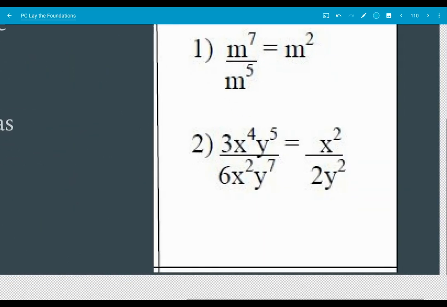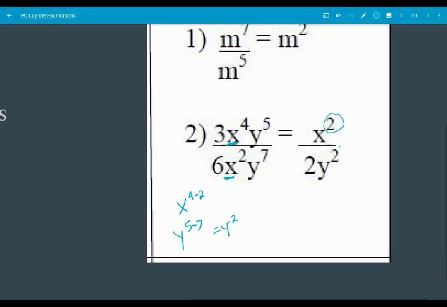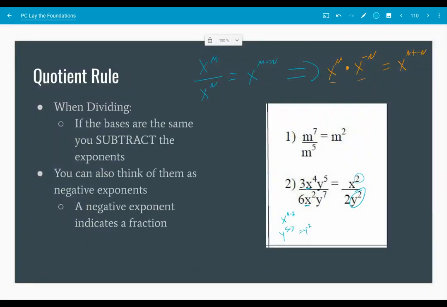So again, if we look at a specific example here, we have x and x, so they are like bases, so we're going to subtract the exponents. So we're going to have x to the 4 minus 2, which is where we get x squared. And then we're going to do the same thing. We're going to have y, 5 minus 7, which gets us negative 2, which puts us right there. So that is the quotient rule.